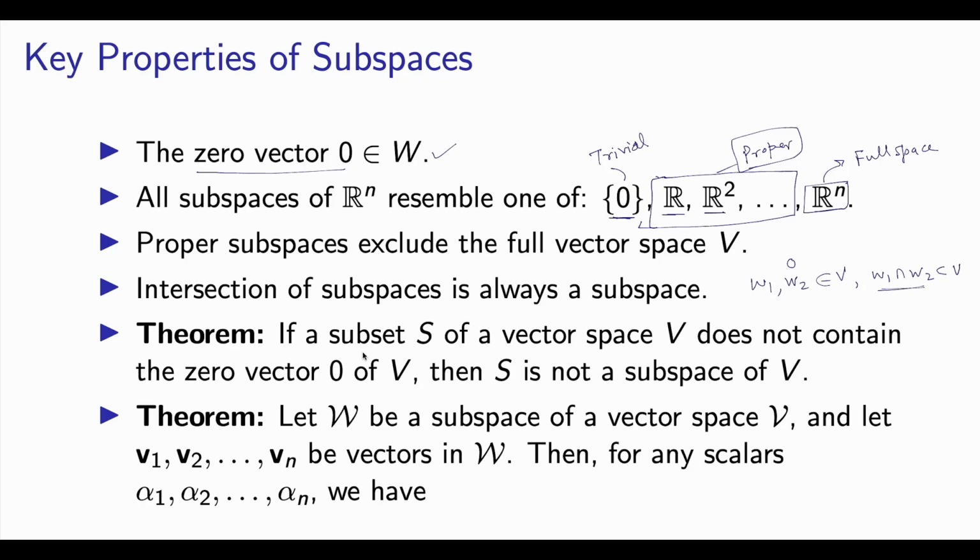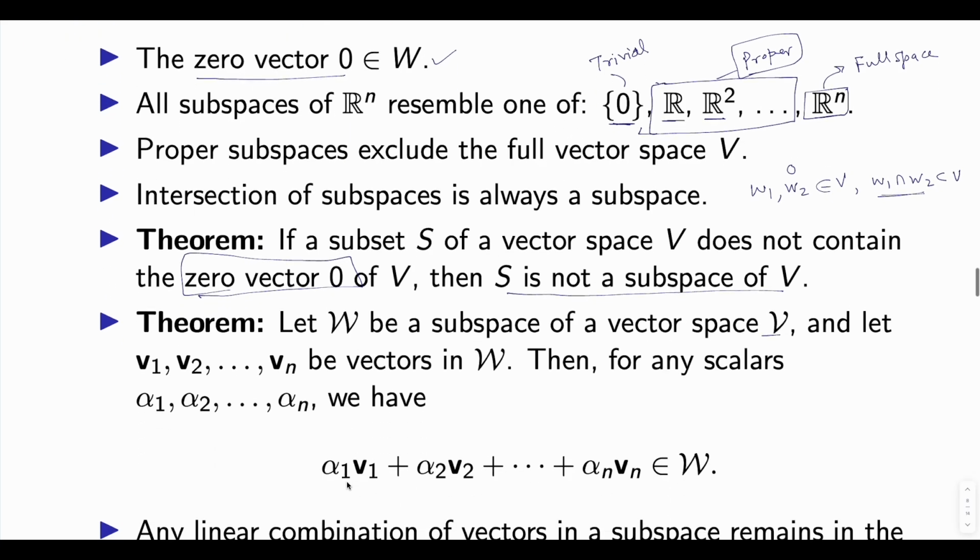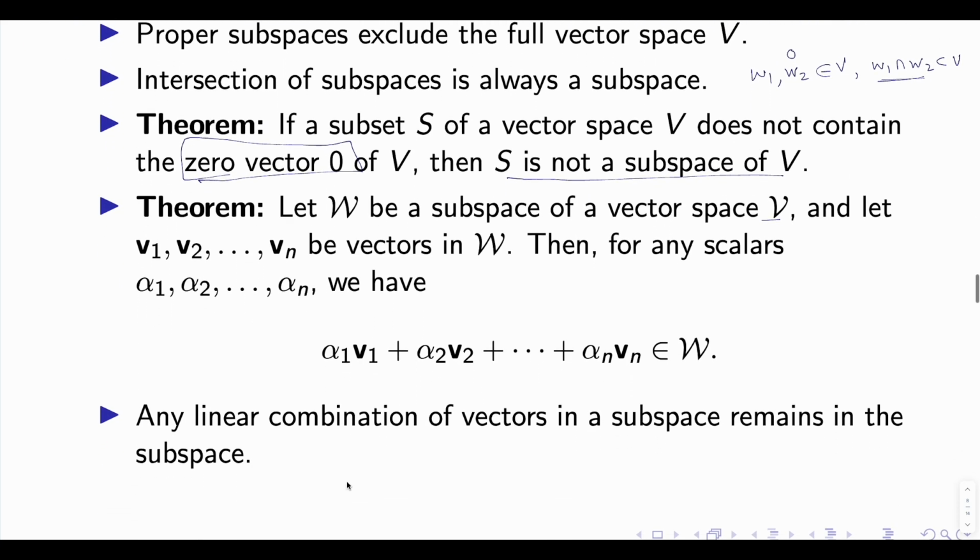Theorem: if a subset S of a given vector space does not contain the zero vector, as I told you, then that S is never going to be a subspace, because the zero vector must belong to the space. Again, one more statement. Let W be a subspace of vector space V such that V1, V2, ..., Vn are vectors in W. Then for any alpha 1, alpha 2, ..., alpha n, any linear combination will also be in W.